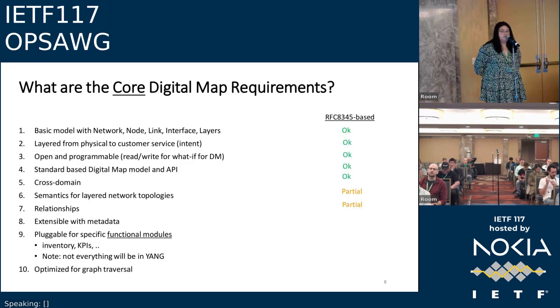We also identified requirements for the digital map. And as you can see, the basic six requirements are already supported by the RFC. And that's one of the reasons why we picked RFC 8345 as a basis for the digital map modeling. Some are partially supported, and we will propose augmentations and extensions of the RFC. But there are also others, like extensible with metadata, pluggable for a specific functional model, and optimized for graph traversals, that would need further analysis. Next, please.